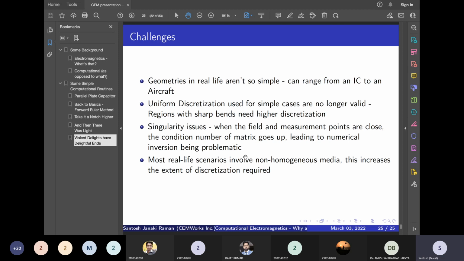Let's say you are using a radar to detect a landmine or an EM pulse to detect oil under the earth. You have so many media on earth, right? Water and moisture, and it varies with every depth. And in such cases, you need much better modeling techniques. So these are some of the challenges if you are planning to take up computational electromagnetics as a serious career choice. These are some of the problems that you would face and you should be willing to solve.